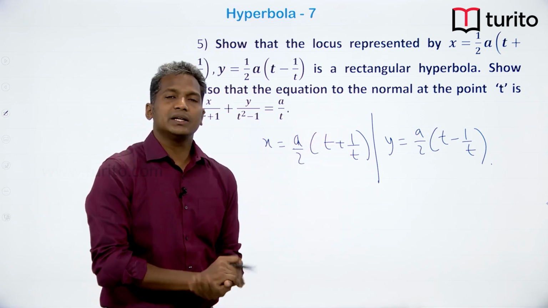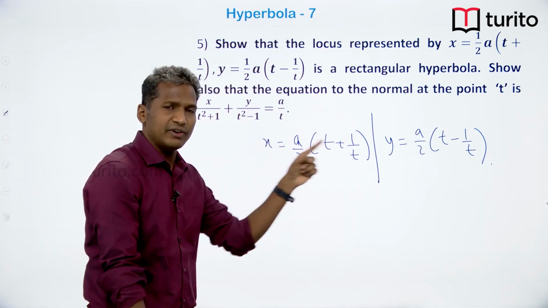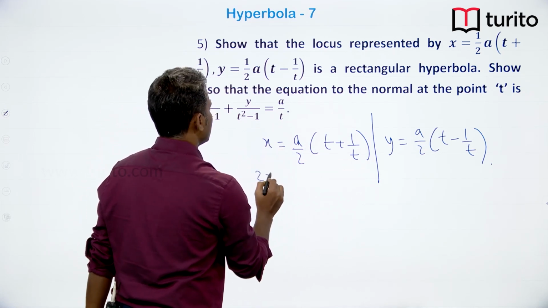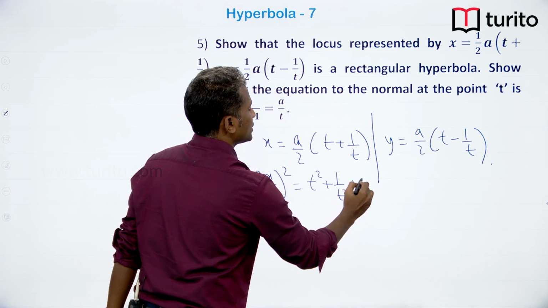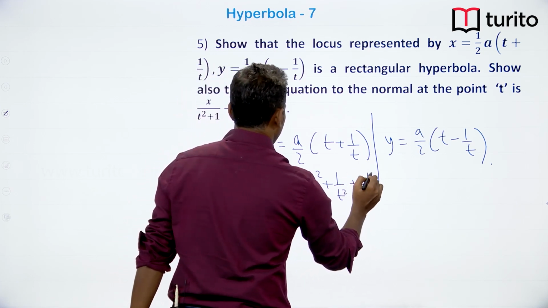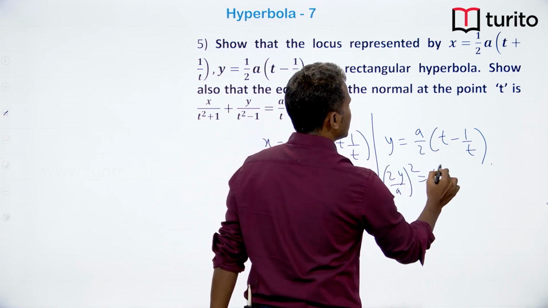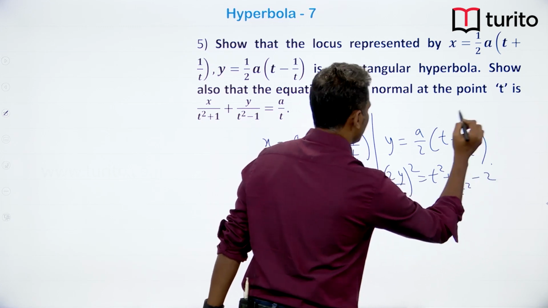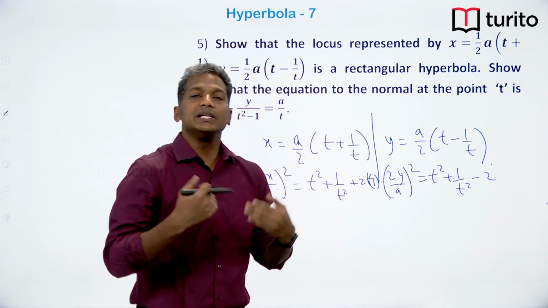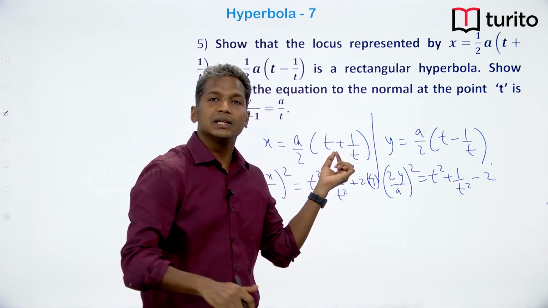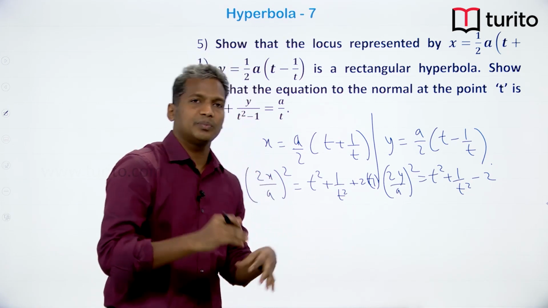So, what is the best idea here to eliminate? Just think about it. If I square both terms, 2x by a whole square becomes t square plus 1 by t square plus 2. Similarly, 2y by a whole square becomes t square plus 1 by t square minus 2. By looking at this, we get the idea that we can subtract. In general, you should get that idea: if we square and subtract, all terms with t will get cancelled. That comes by experience if you practice more.